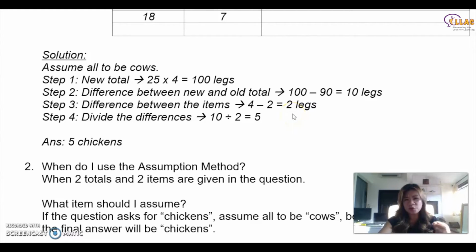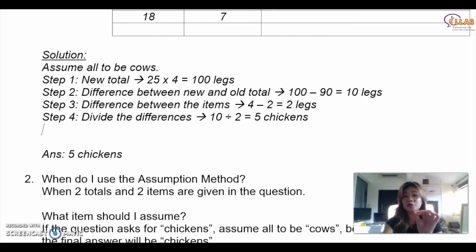So if you are a student watching this, remember these 4 steps. First thing, you assume all to be one item first. What are the 4 steps? The 4 steps will be: find the new total, find the difference between the new and the old, find the difference between the items, and then divide the differences to get the final answer. In this case, assume all to be cows. This answer will therefore be 5 chickens.